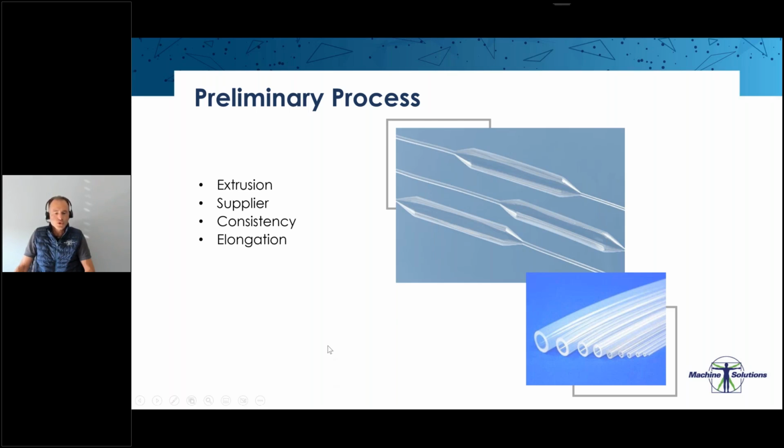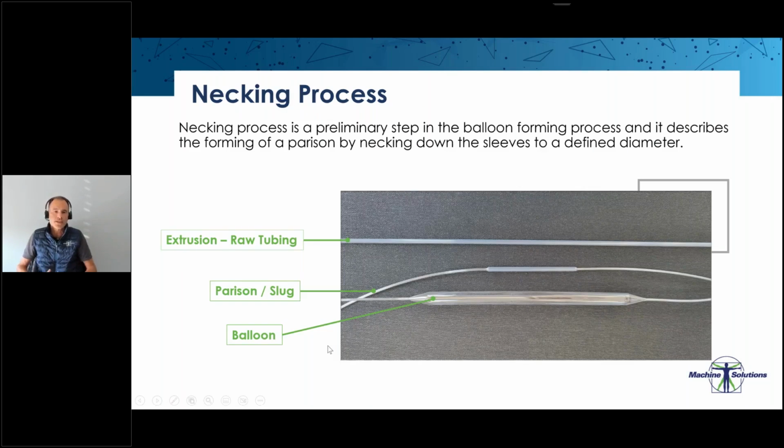Then let's go to the next process step, the necking process. The necking process is a preliminary step in the balloon forming process, and it describes the forming of a parison by necking down the sleeves to a defined diameter.